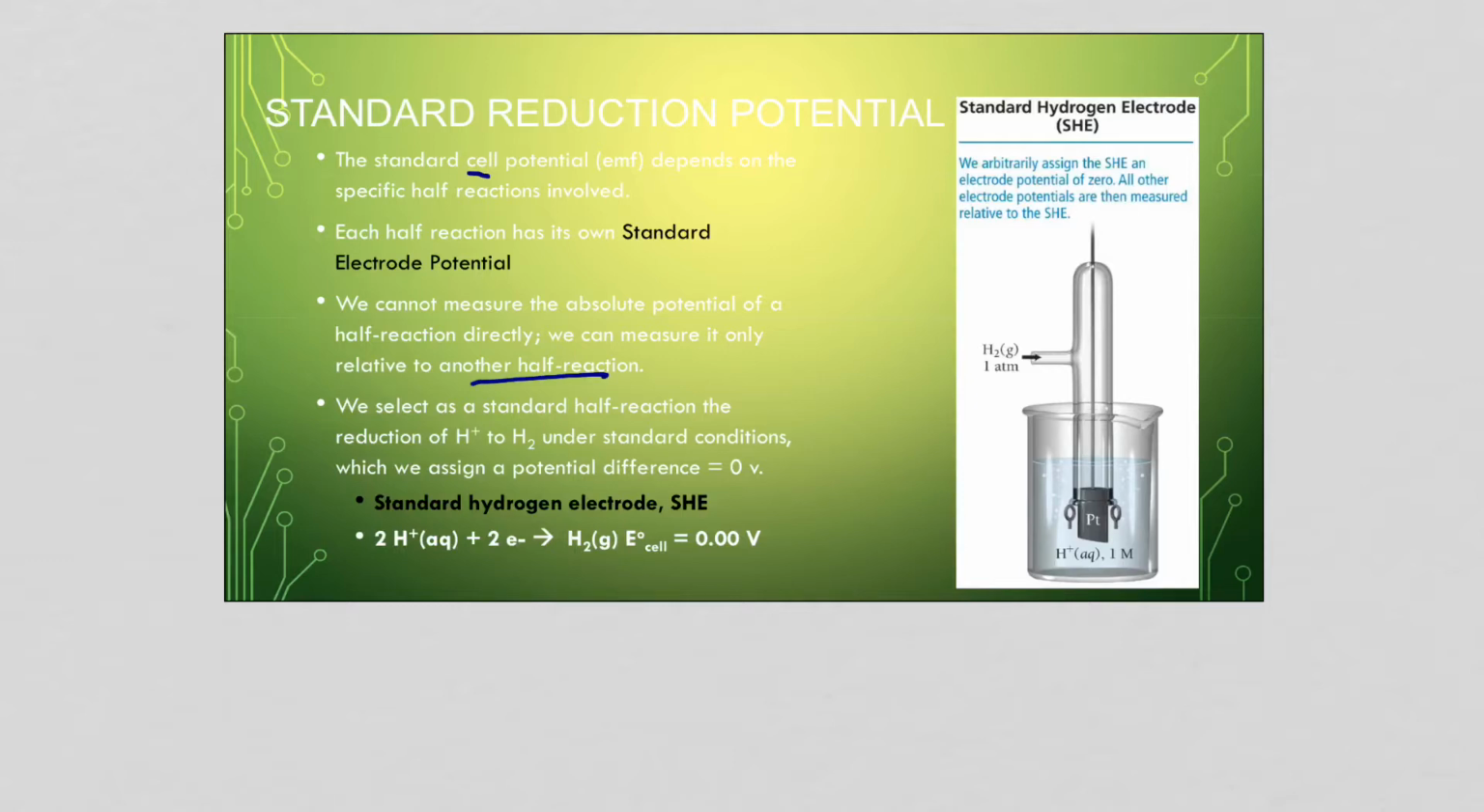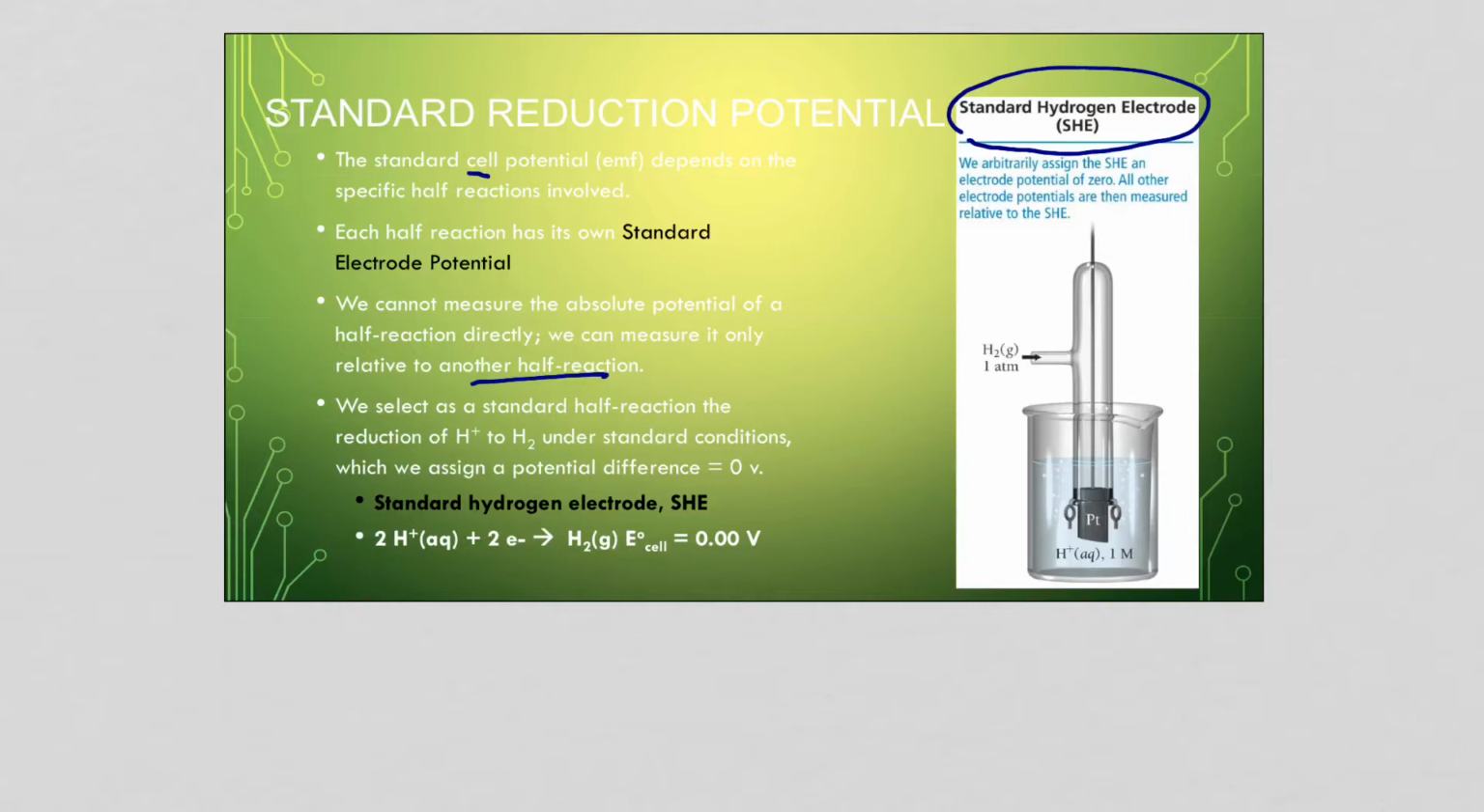Well, how is this going to be useful to us? Well, if we were to take all sorts of half reactions and measure them against the same half reaction, then we could develop a relative table of standard electrode potentials. And that's exactly what they did. They took what is called the standard hydrogen electrode, or the SHE electrode, and that became the standard against which all other half reactions were measured.